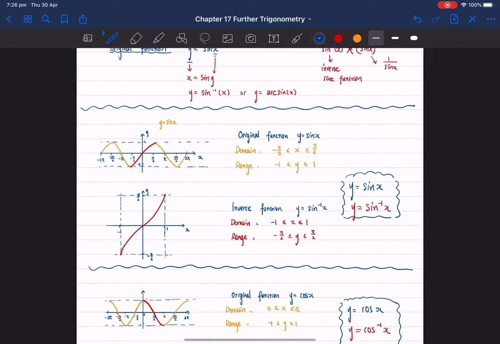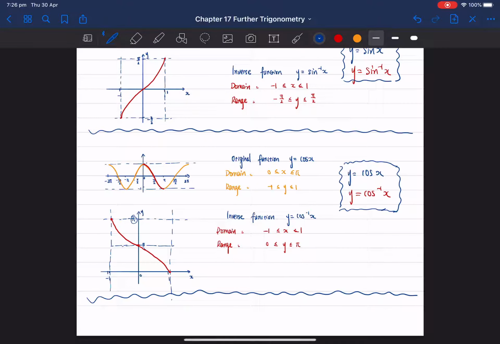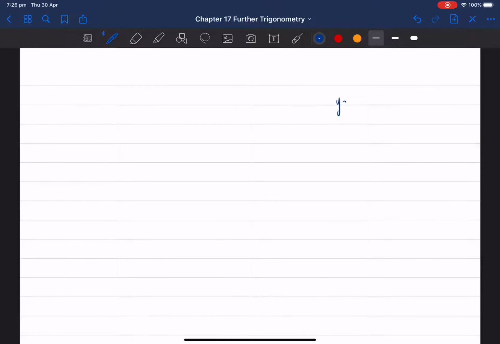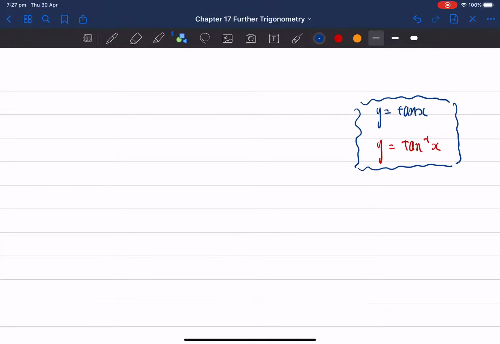Now we've got one more to do, which is the tangent inverse, so we can start to do some calculation questions. As usual, I'm just going to write here y equals tan x and y equals tan inverse x. I'm just going to start with sketching tan x first, and again, I'm just going to do a quick sketch.